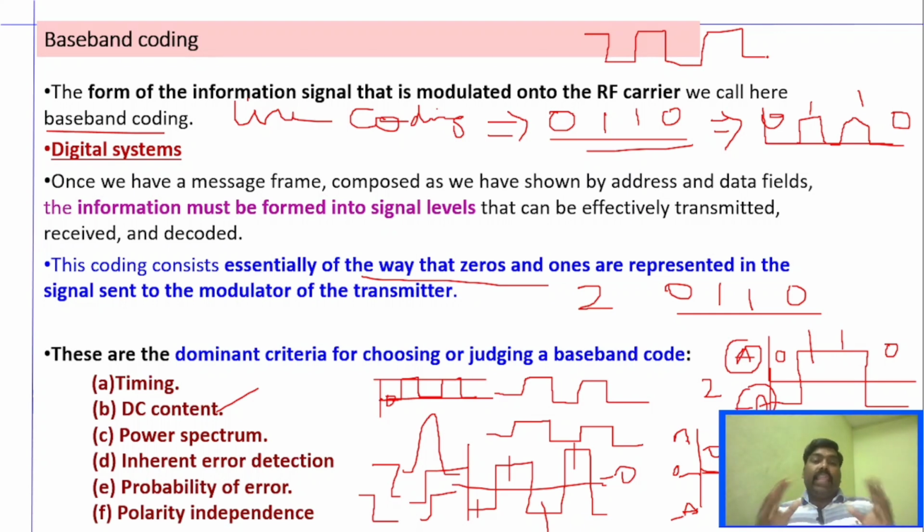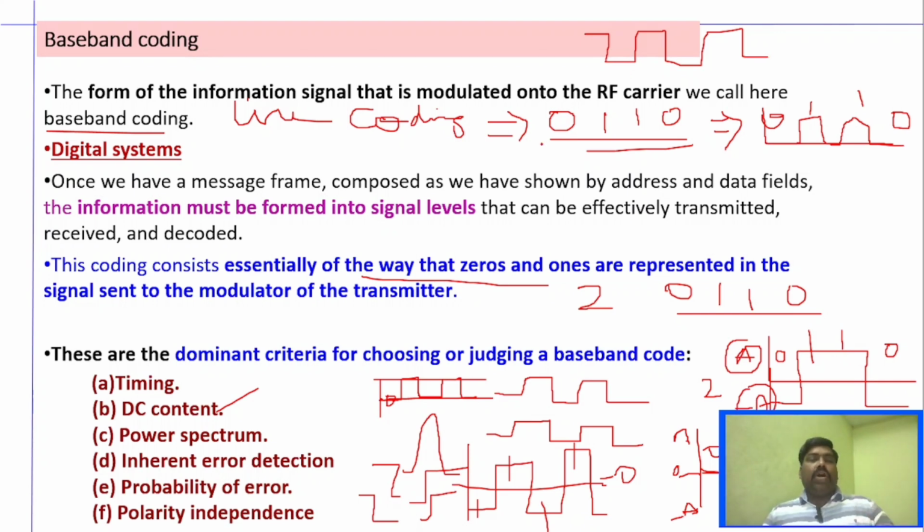And polarity independence. So what is polarity independence? Right? It is a very important criterion, an important parameter, where even if the code is inverted, it should maintain its characteristics. But in most of the cases, that is not possible. But there are some coding techniques which we saw earlier which have this particular property, polarity independence. Even if the polarity changes, the characteristic will remain the same, right?